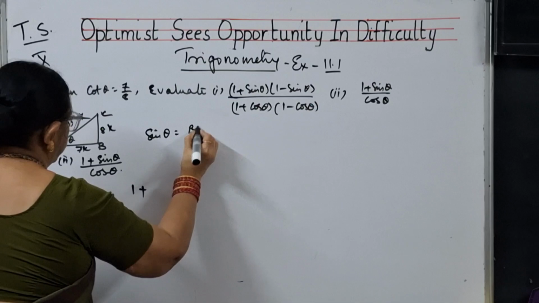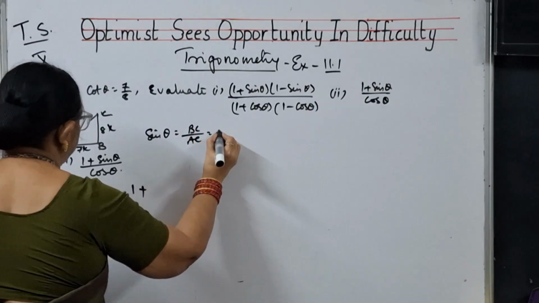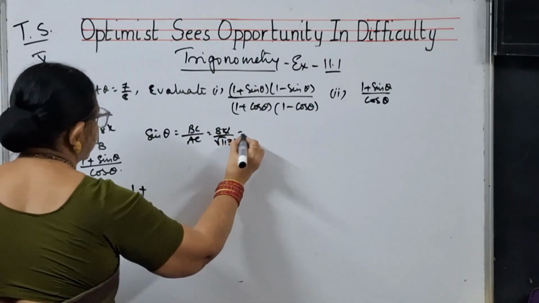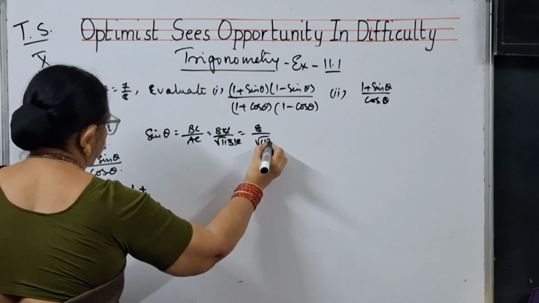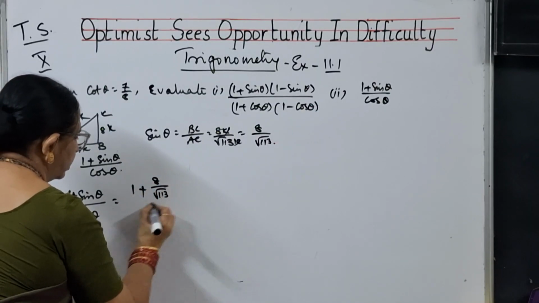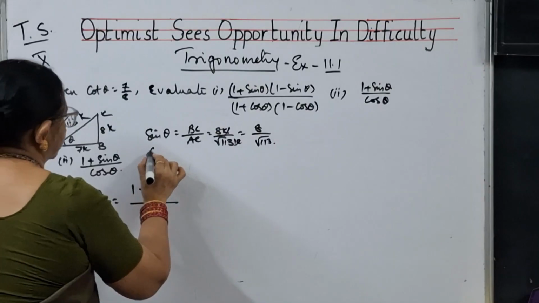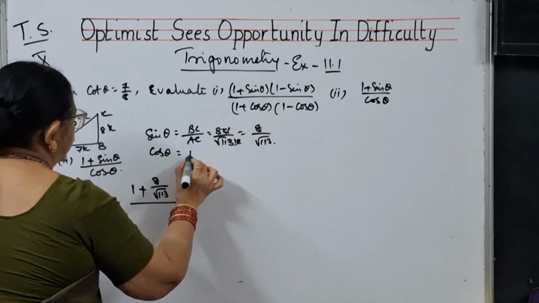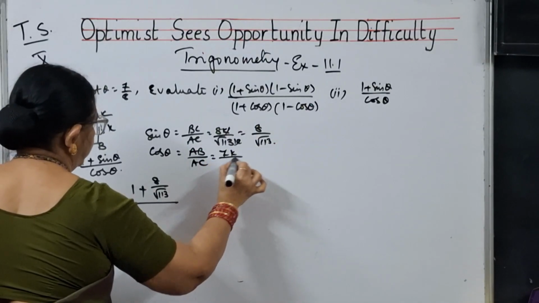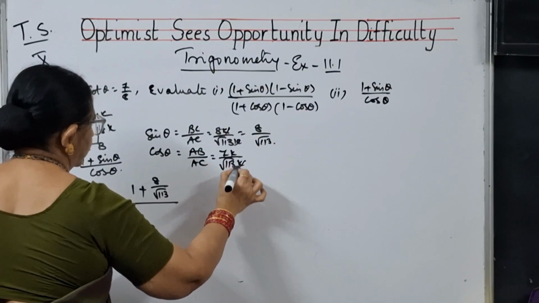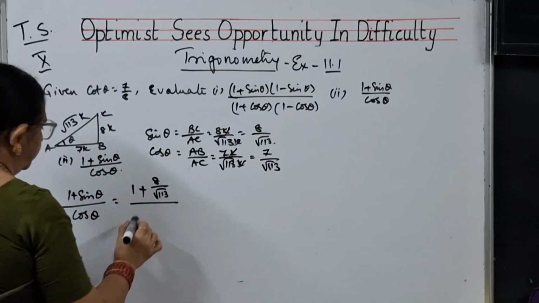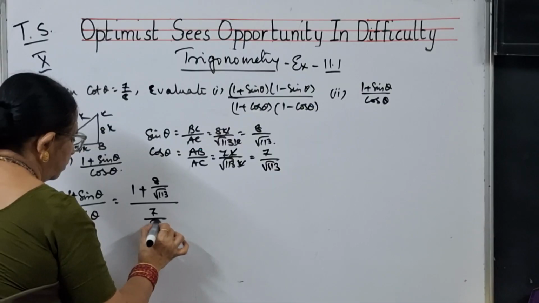Sine theta is BC by AC, that is equal to 8k by root 113k. So k and k get cancelled, and we have 8 by root 113. So what is cos theta? Cos theta is AB by AC, that is 7k by root 113k. K and k will get cancelled, so we will be writing it as 7 by root 113.